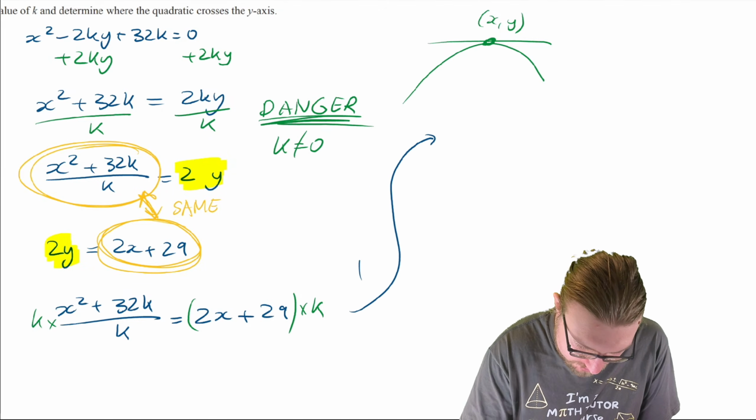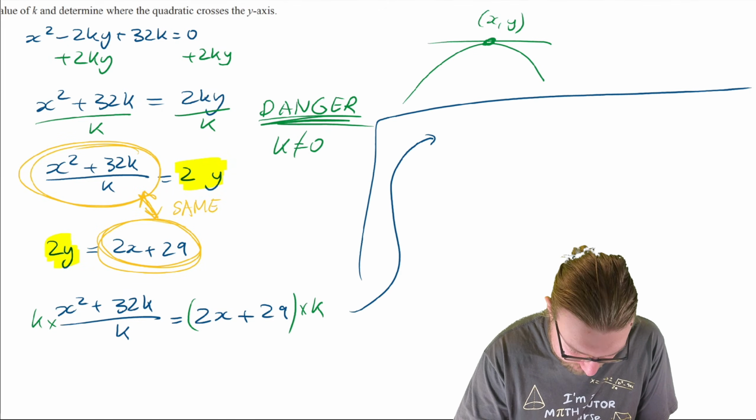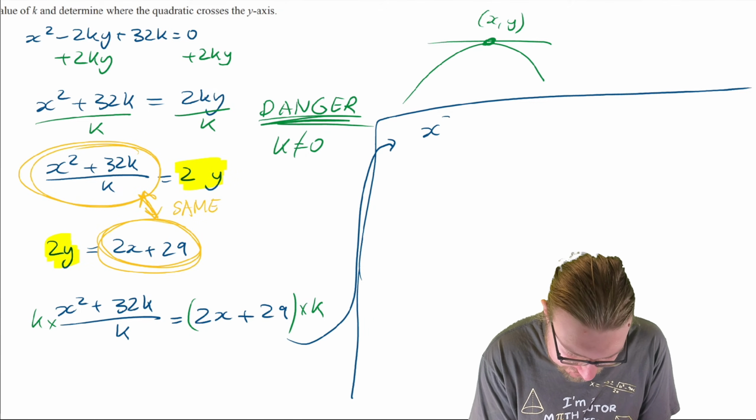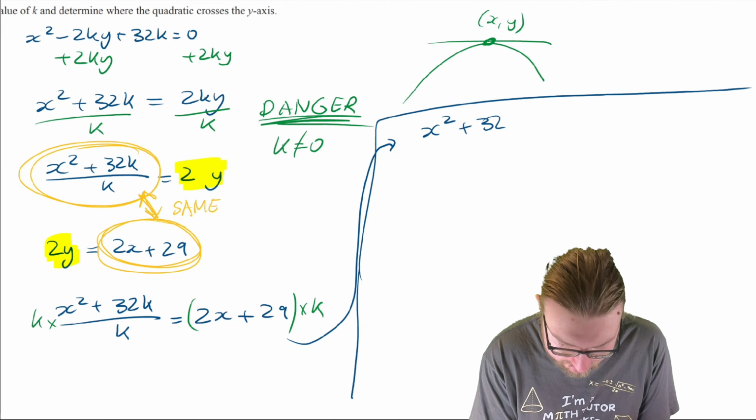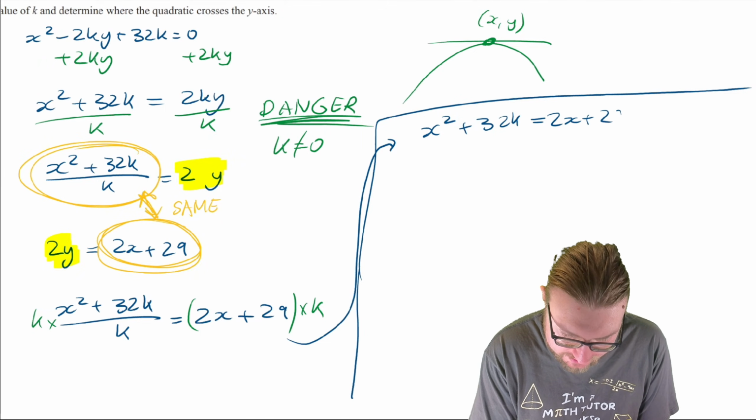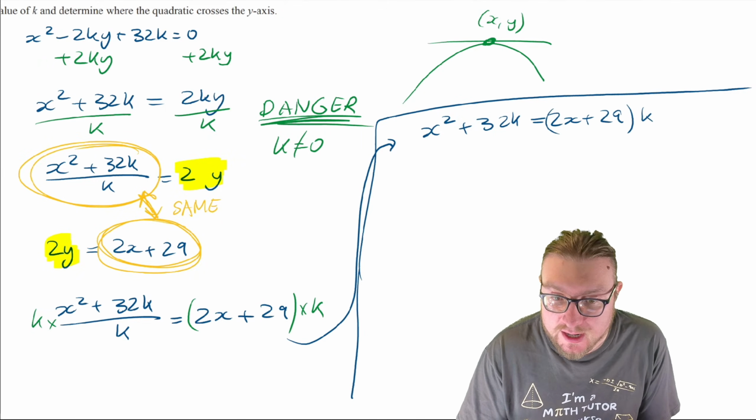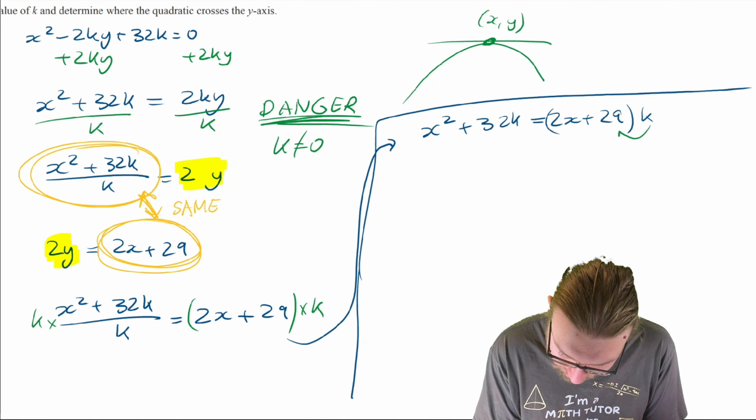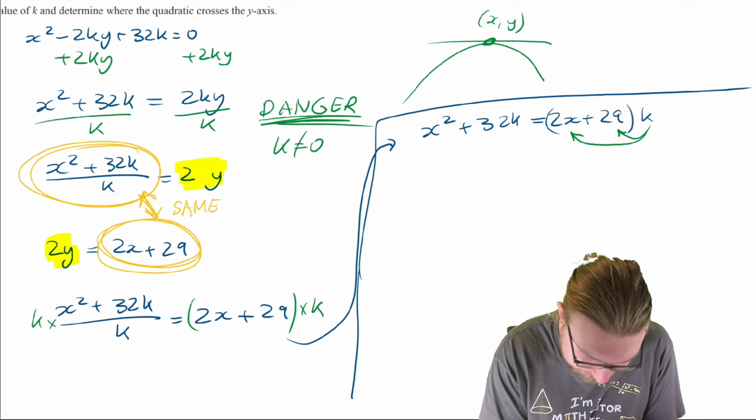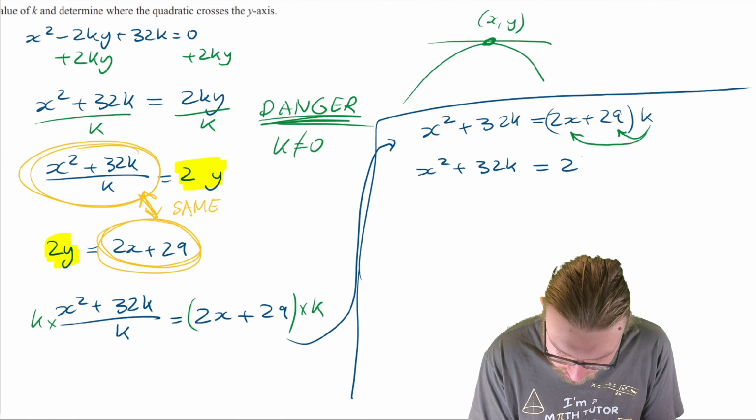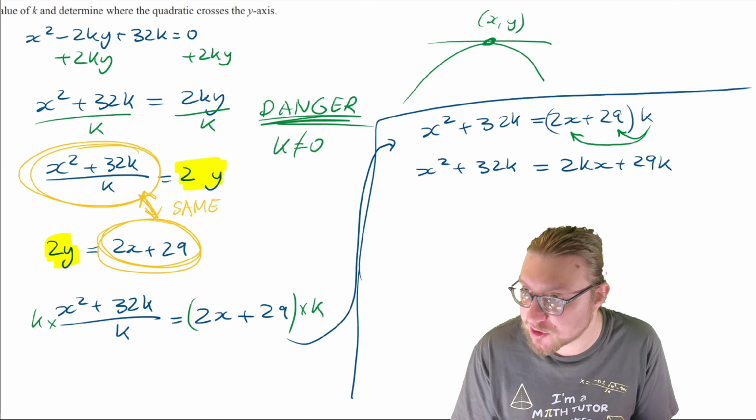So let's have a look here. We're going to go over here and we're going to continue our question over here. Yeah, so there we go. So we're going to get x squared plus 32k equal to 2x plus 29 all times k. And here we have brackets that we need to expand, right? So we have k times this and k times this. So we have x squared plus 32k is equal to 2kx plus 29k. Hopefully I'm not making a mistake while I'm talking. Very common.